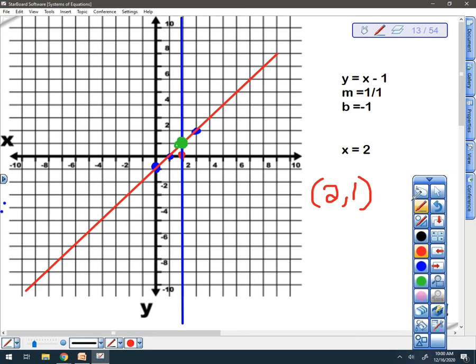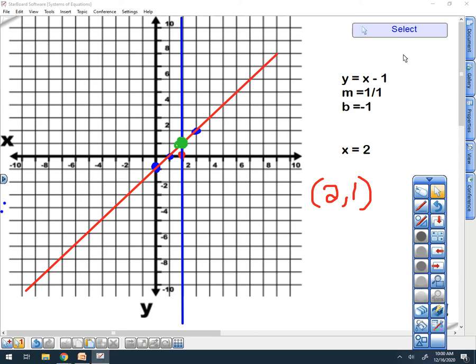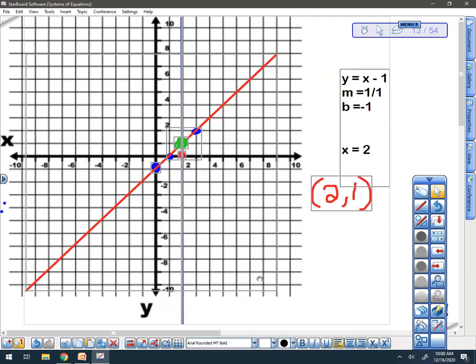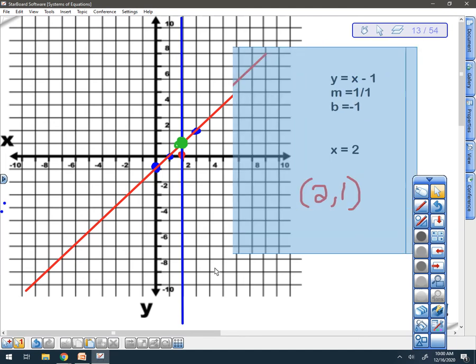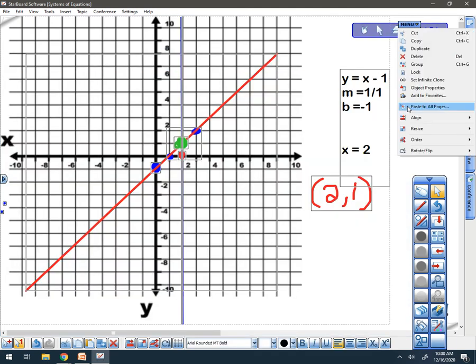Pretty simple. That's all you're doing. Take the two equations and you're just graphing them. If you need to pause the video to look at it a little bit longer, you can do that. That's all you're going to do.